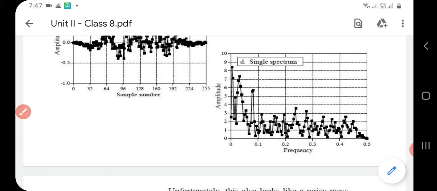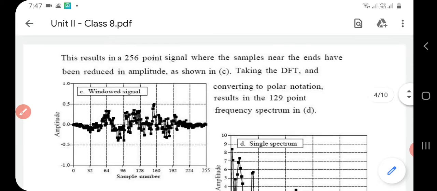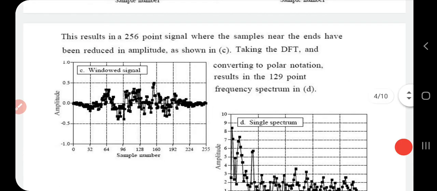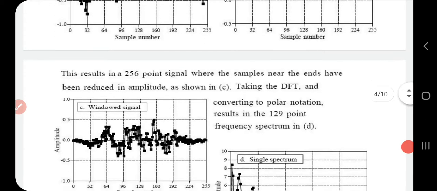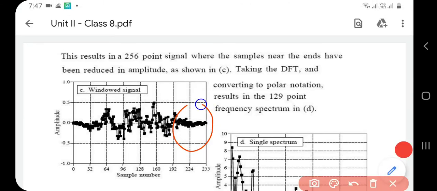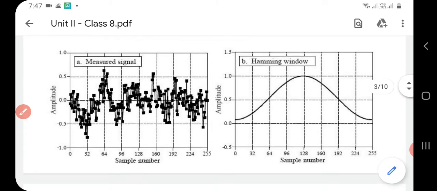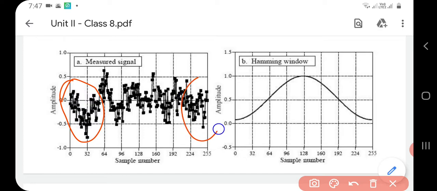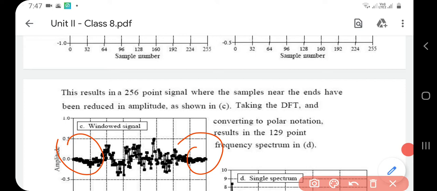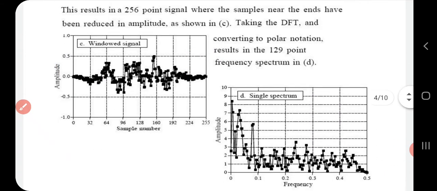Before that, let me tell you one point. When we compare figure A and figure C, in figure A you can see a lot of noise, but in the windowed signal, towards the end, the amplitude is getting reduced. That is how there is a decrease in the amplitude when compared to figure A. Here the amplitude level is high, whereas here the amplitude level is low. Okay, so up to this, I hope you understood.